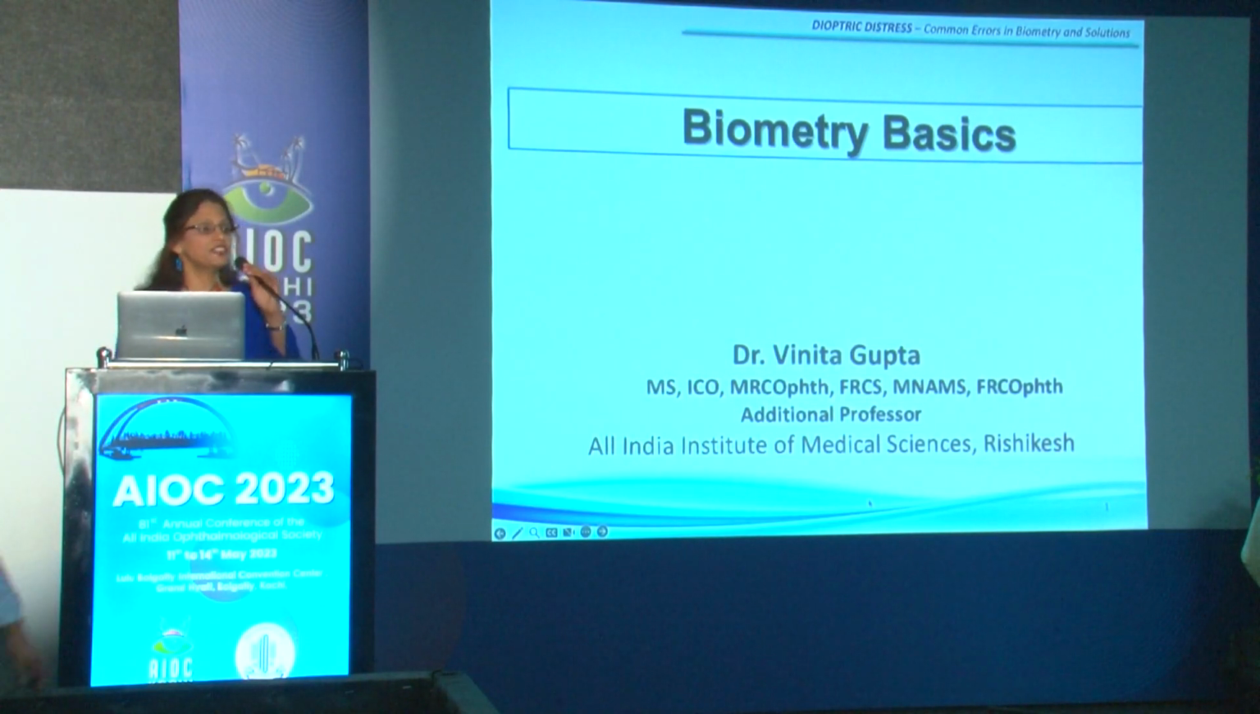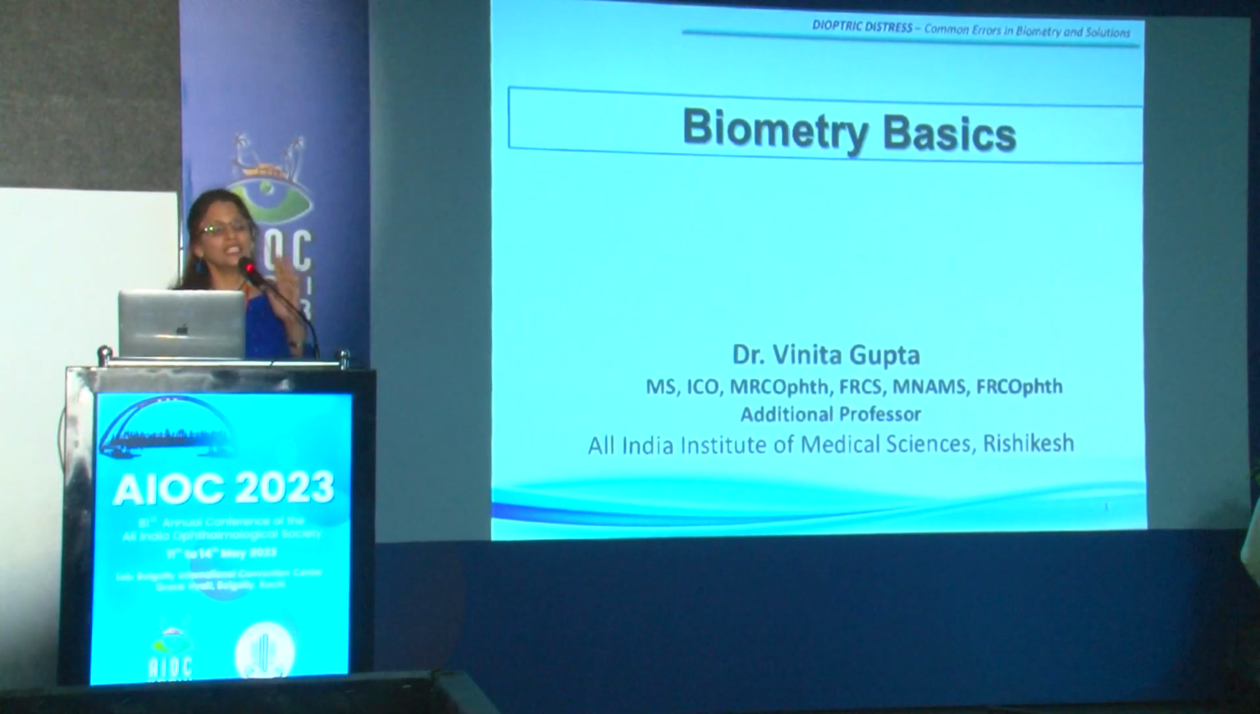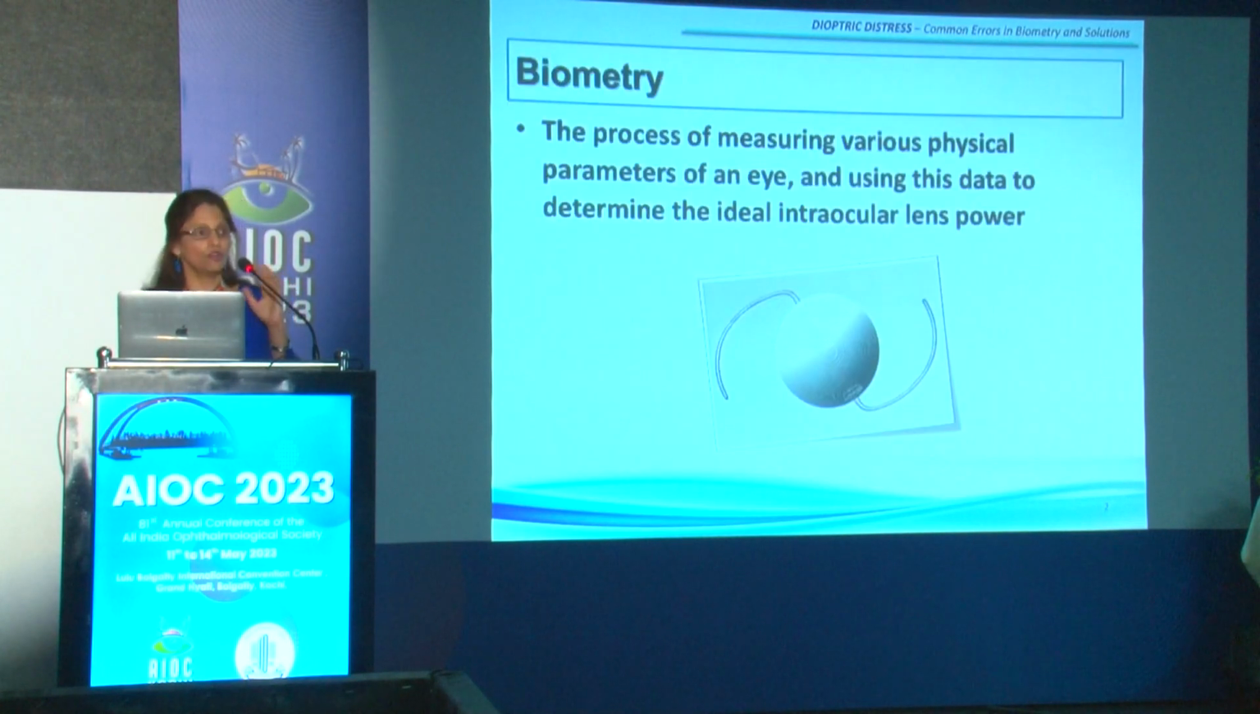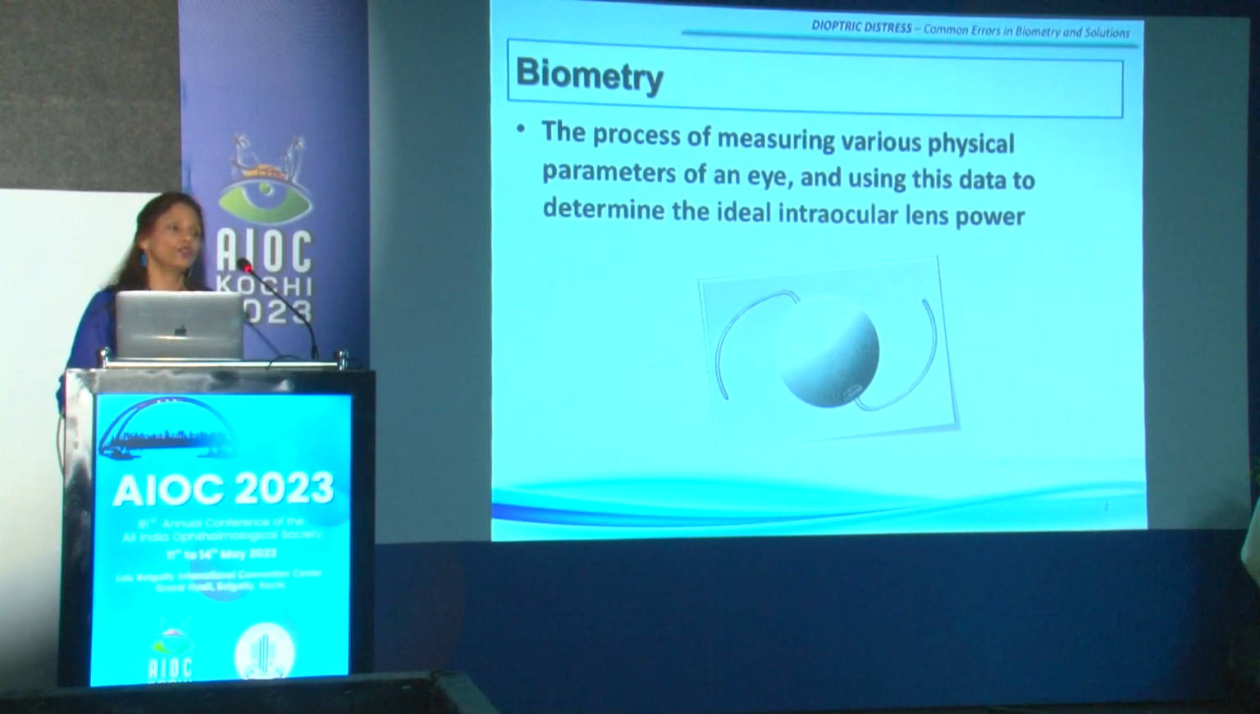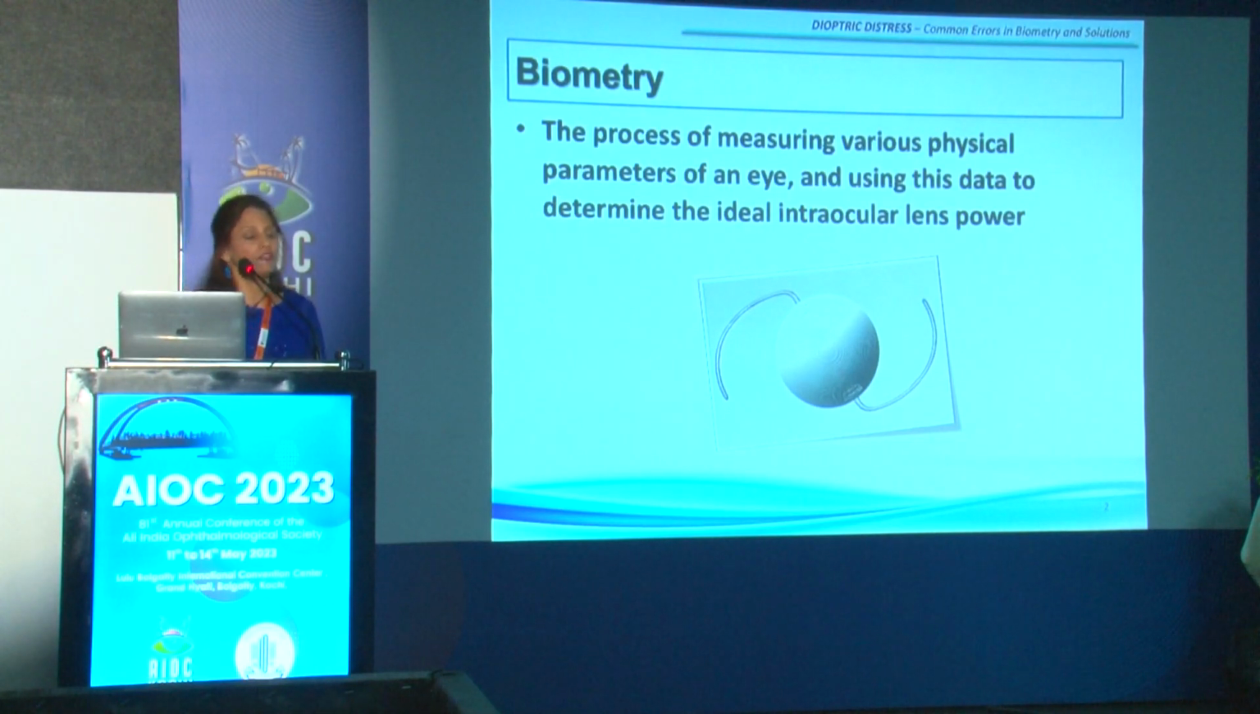So let's start with the first talk. That's on biometry basics. So I'll be just covering very quickly the basics, things which you should be doing so as to get the best measurements, so as to avoid any errors. What is biometry? Biometry, as we all know, is the process of measuring various physical parameters and using these parameters of the eye to determine the ideal intraocular lens power, which would be ideal for that patient of yours.